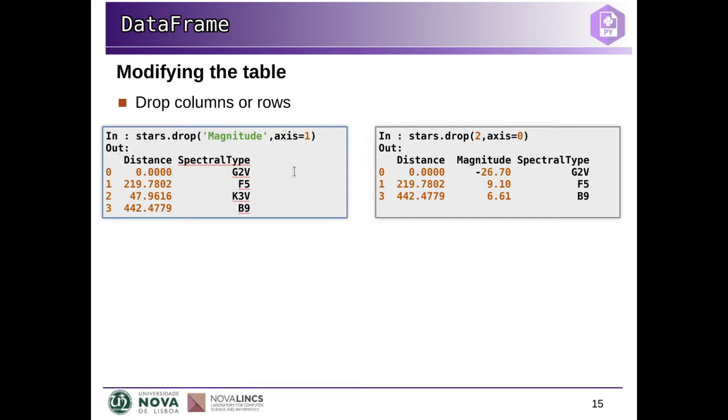We can also drop rows. So in this case, we can tell the index of the row to drop, and we tell in this case axis 0, which is along the rows, and we are dropping the one with index 2, so this star here disappeared from the table. Note that since the stars table is always the same, when we do drop with magnitude, we get these two columns, but if now we do drop with index 2, we get the three original columns, because stars still has the three original columns. We are just generating different views of the table.